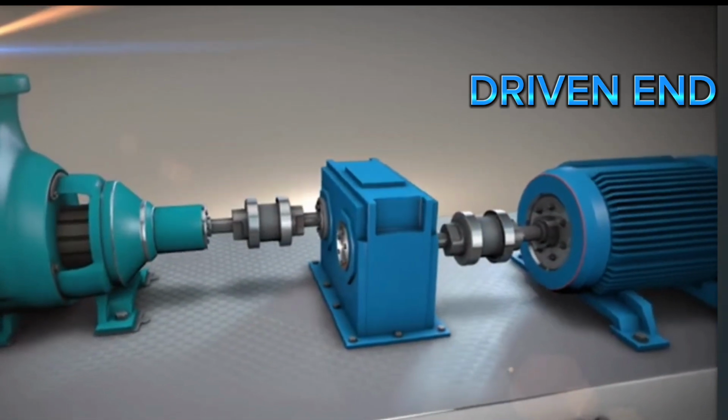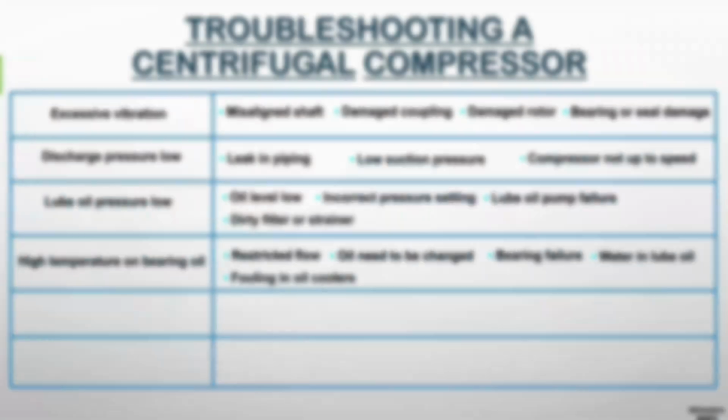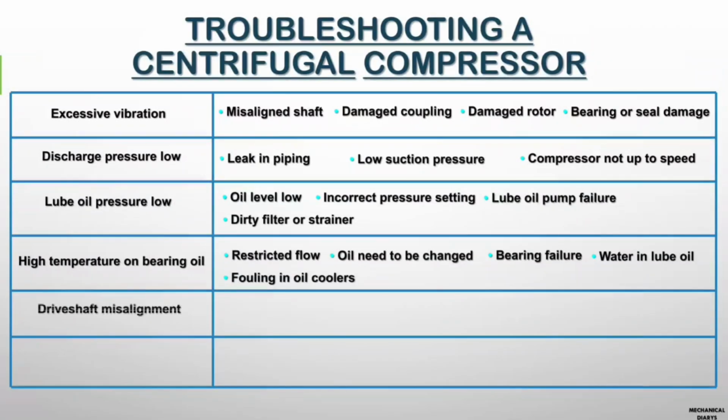Every pump and compressor has two machinery ends: one is the driven end, and the other is the drive end. In a centrifugal compressor, if the drive shaft is misaligned, there are three things we can check. First, we have to check the foundation, then the foundation bolts, and pipeline strain. Maybe the pipeline will pull the drive end by strain. These are the reasons for drive shaft misalignment.